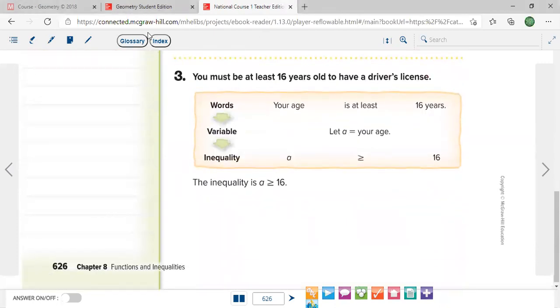Situation 3, or problem number 3. You must be at least 16 years old, at least. And we know that at least means this is a minimum. The minimum is 16, so it could be 16 or more. You must be at least 16 years old to have a driver's license. So if we say that A is your age, A should be greater than or equal to 16.